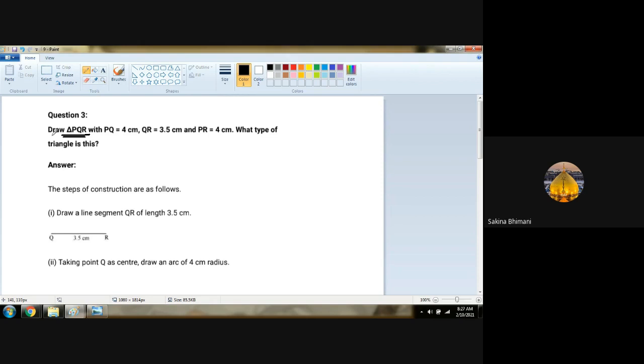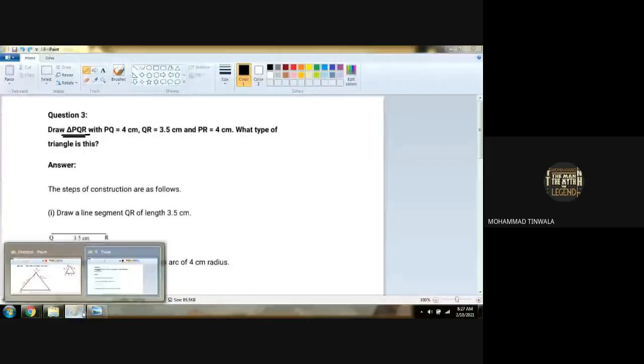Question number 3. Draw a triangle PQR with PQ equal to 4 centimeter, QR equal to 3.5 centimeter, and PR equal to 4 centimeter. What type of triangle is it? What type of a triangle is this? Two sides are equal, I think so. Isosceles. Very good. So we have to construct simply.